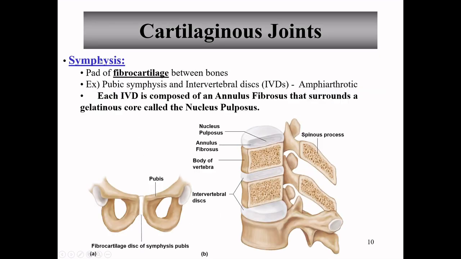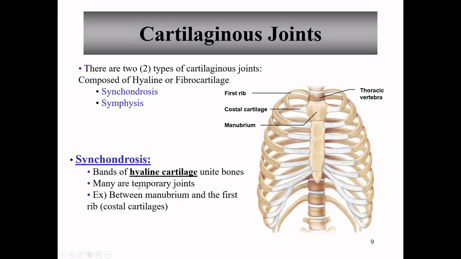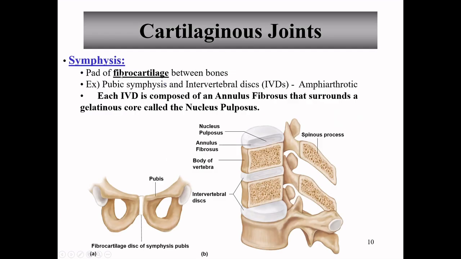Our second type is a symphysis joint. Symphysis cartilaginous joint to be specific. These are pads of fibrocartilage. So remember, synchondrosis, hyaline cartilage, symphysis, fibrocartilage in between the bones. We want to be that specific. So symphysis equals fibrocartilage. We got the pubic symphysis as one of our examples that we learned in bones. And we also have intervertebral discs, better known as IVDs. Each intervertebral disc is composed of an annulus fibrosus that surrounds a gelatinous core called the nucleus pulposus.